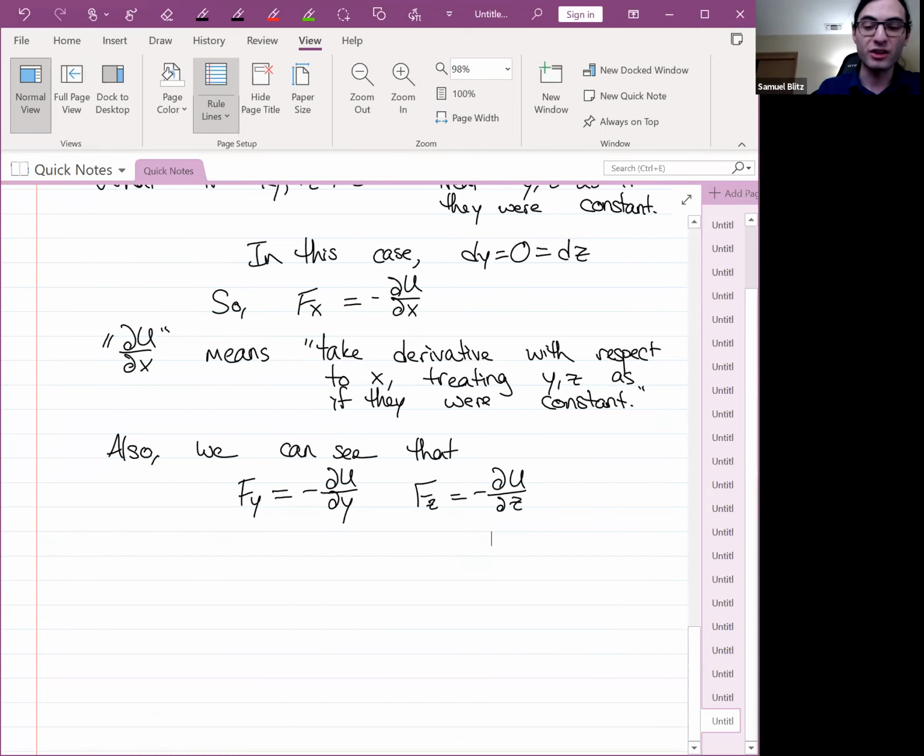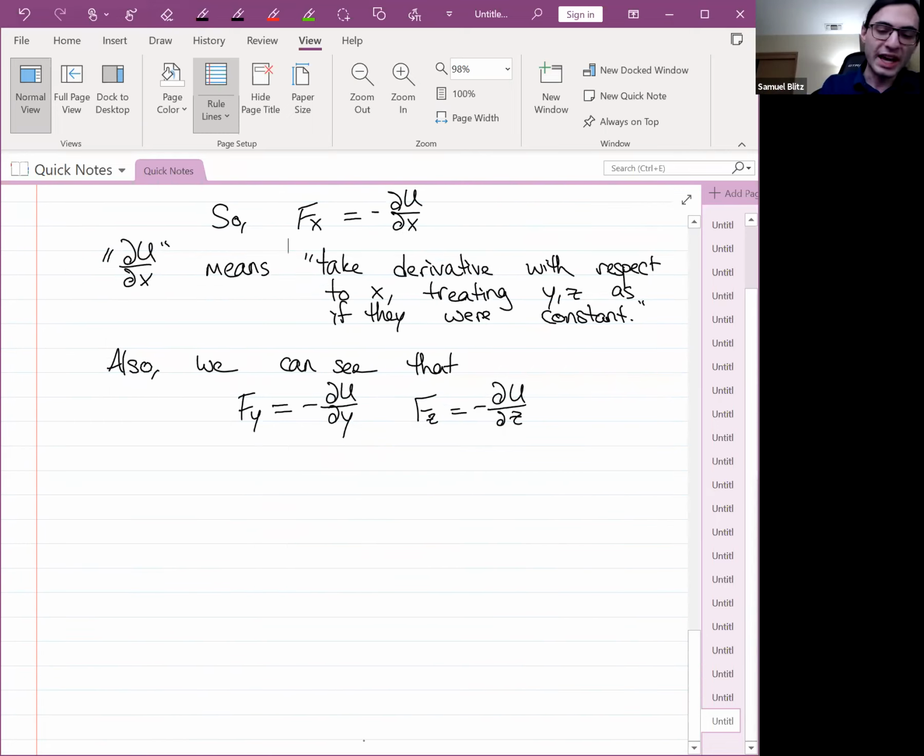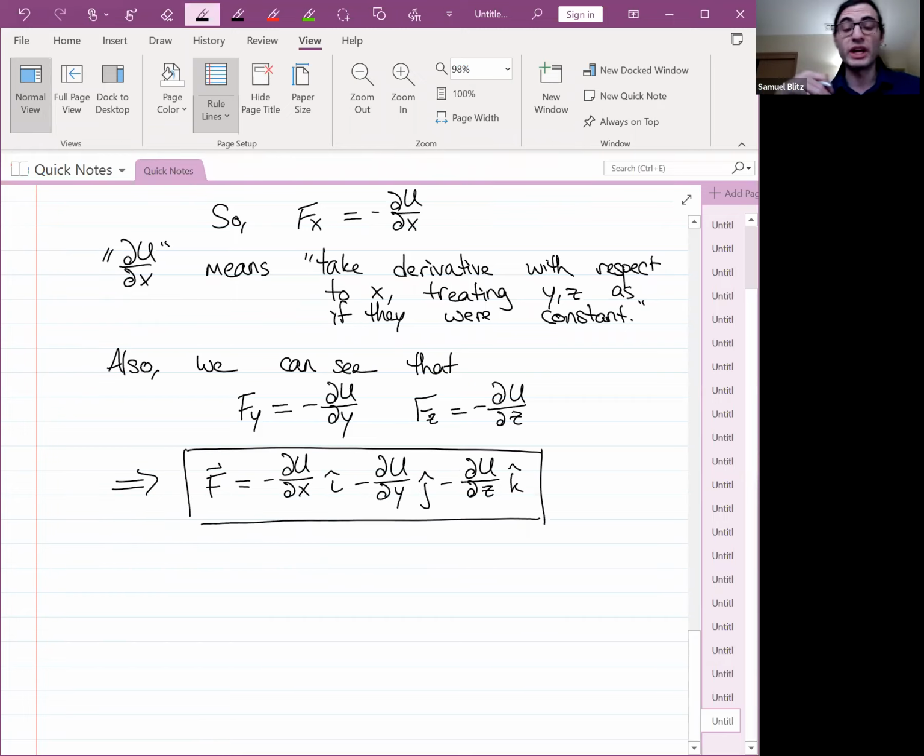And so what this means is we can find what all three components of the forces are by taking partial derivatives. The end result then is the following. We get that the force vector, because the force is a vector, is the negative partial derivative of u with respect to x in the i hat direction, minus the partial derivative of u with respect to y in the j hat direction, minus the partial derivative of u with respect to z in the k hat direction. And so if you know the potential energy function u as a function of x, y, and z, and it could be some random scary function, then you can find the force by taking derivatives.